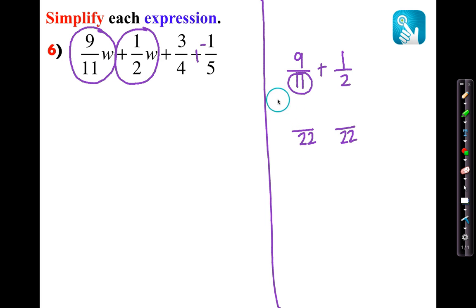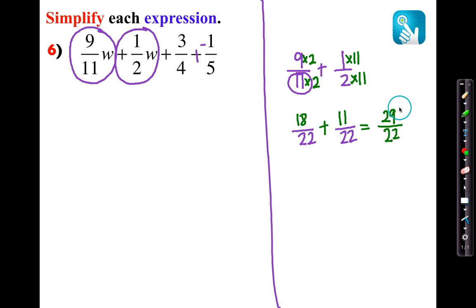Is 11 a 22? The answer is no, but I could make it into a 22 simply by multiplying it by 2. 11 times 2 is 22. Perfect. So we're going to go ahead and multiply the numerator by 2 as well. 9 times 2 is 18. Let's bring down that plus sign. Now, is a 2 a 22? The answer is no, but we could make it into 22 simply by multiplying it by 11. So 2 times 11 is 22. We're going to multiply the numerator by 11 as well. So 1 times 11 is 11. So now that I have that, the 22 is going to remain the denominator. So we're going to do 18 plus 11, which is going to give us 29.